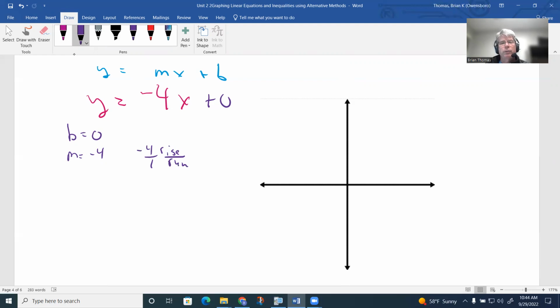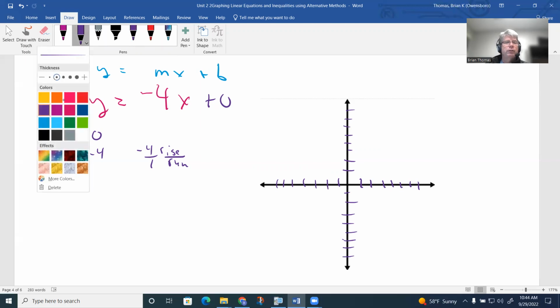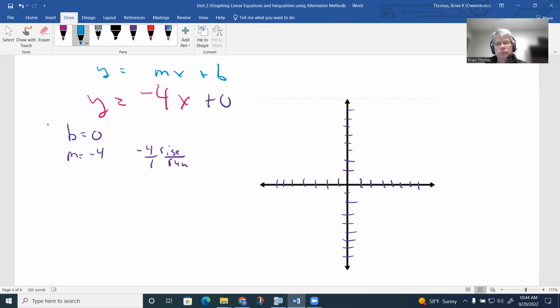So to graph this, then we need some tick marks. 1, 2, 3, 4, 5, 6, 7 on each side, and 1 through 8 going up and down. So again, our y-intercept was just simply 0. And our slope is going to be down 4 over 1. 1, 2, 3, 4 to the right 1.